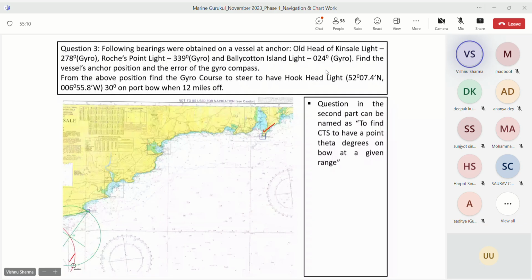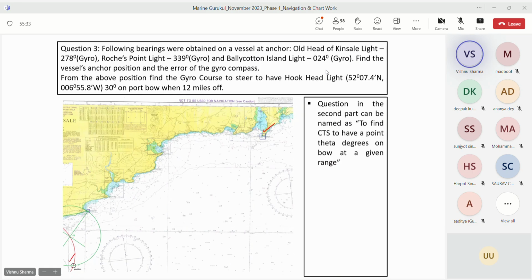What type of bearing is 30 degrees on port bow, guys? Relative bearing. So it has to be in relation to the ship's head, and it has to be on the port side, 30 degrees, at a distance of 12 miles from the light. So we have to find that CTS from the chart.